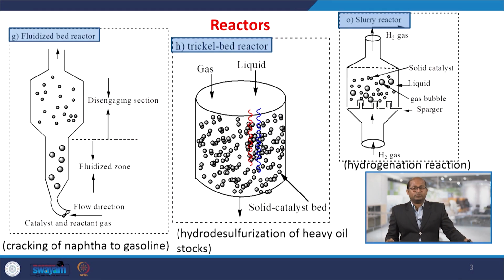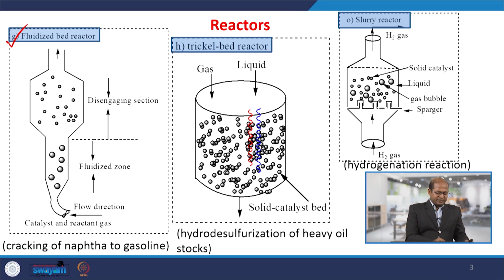Okay. So, next there is another kind of reactor, that is the fluidized bed reactor. So, here you can see this is the fluidized bed reactor. This type of reactor is mostly used for cracking reactions. So, suppose we have naphtha, that is crude or naphtha. If you want to crack that into smaller components, that is naphtha to gasoline production.